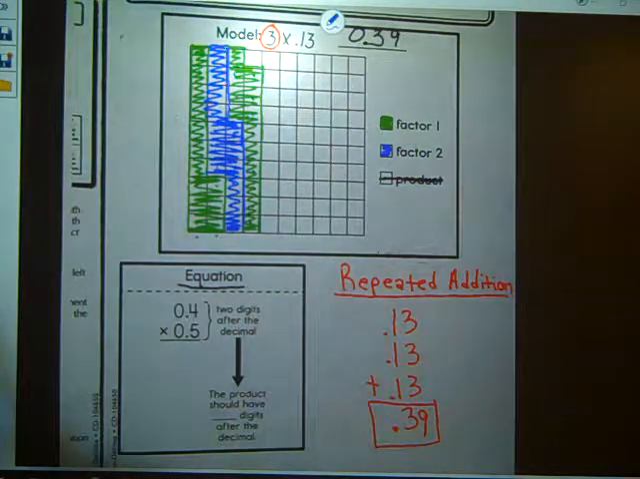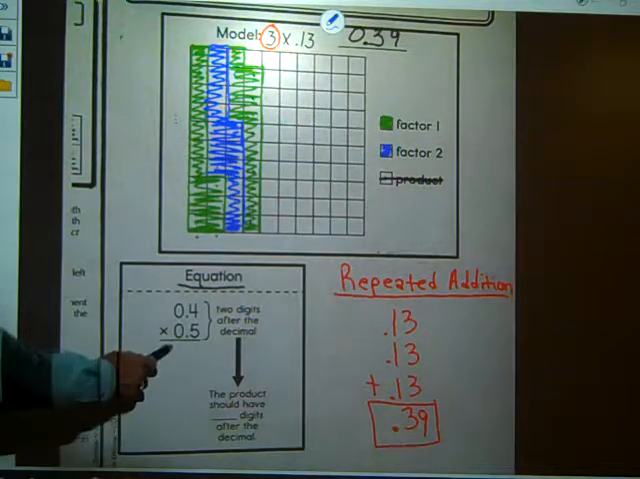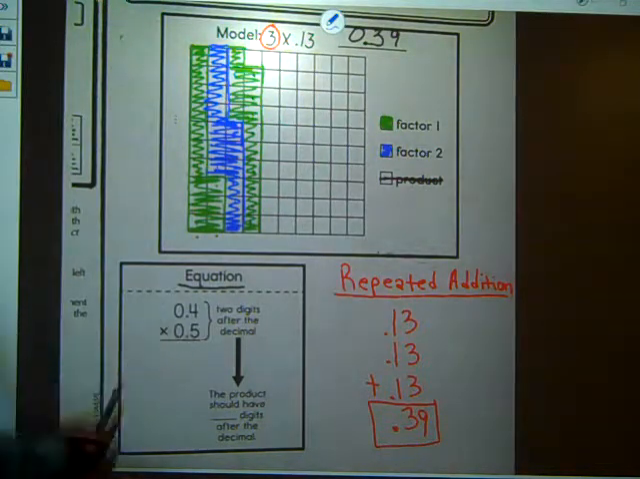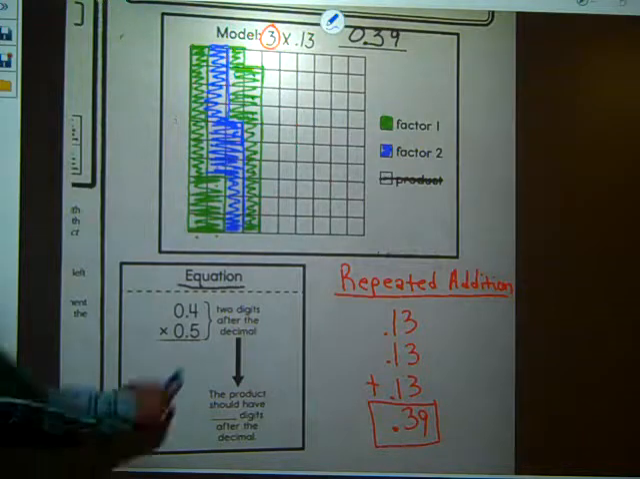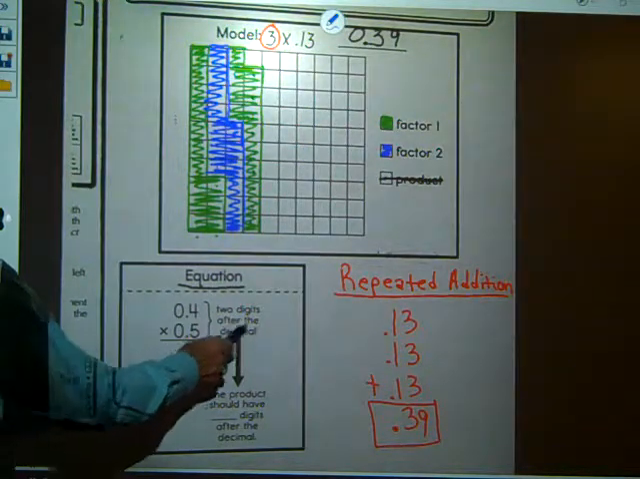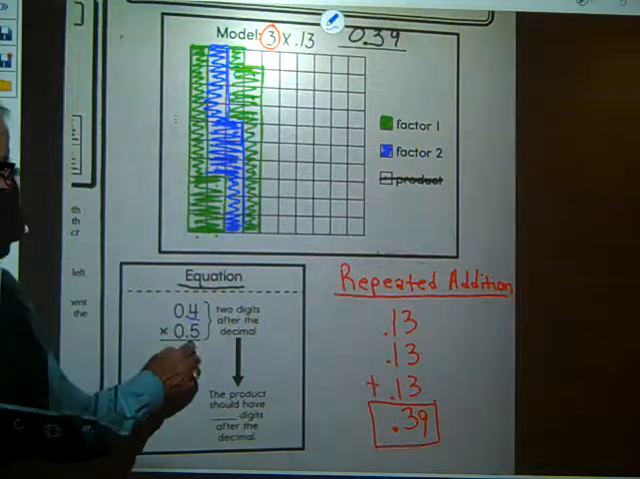The algorithm. So I want to show you a different problem. Down here, 4/10 times 5/10. Okay, 4/10 times 5/10. All right, the algorithm here. So this first question says 2 digits after the decimal. Do you see 2 digits after the decimal here?